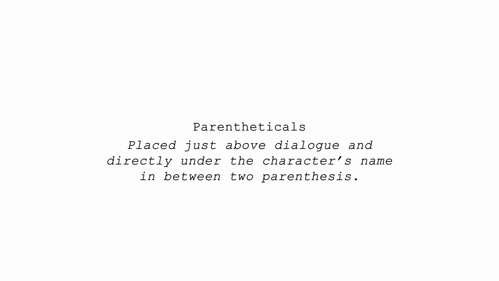Now, the next element of writing a script is a little bit of an extension of dialogue. Number 6, parentheticals. A parenthetical is basically something that goes just above the dialogue, but directly underneath your character's name, and it'll sit in between 2 parentheses. There are 2 main ways to use a parenthetical.